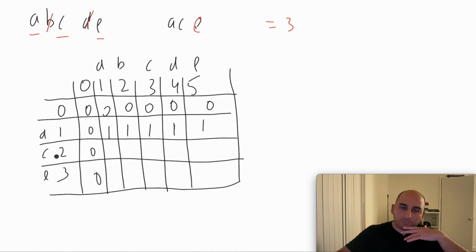Now we are solving the subproblem AC and A. We solved subproblem A and A. Now we are solving AC and A. For this subproblem, the characters are not equal, so we take the maximum of the value from the left, which is 0, or the value from the top, A and A, which is 1. So we put 1 here in this case.